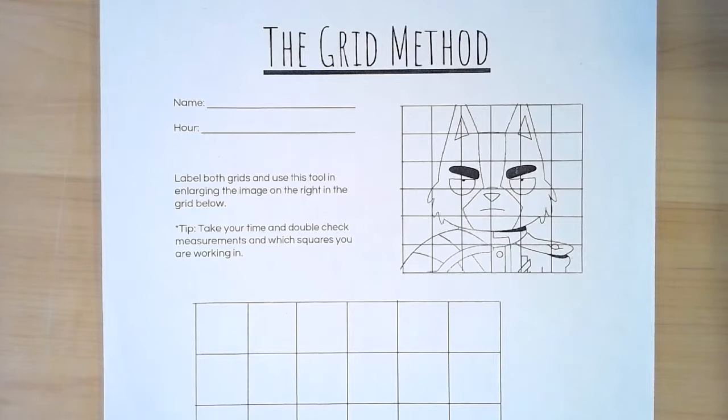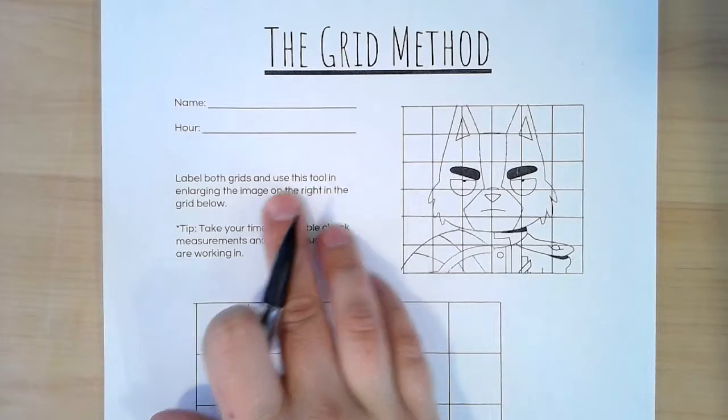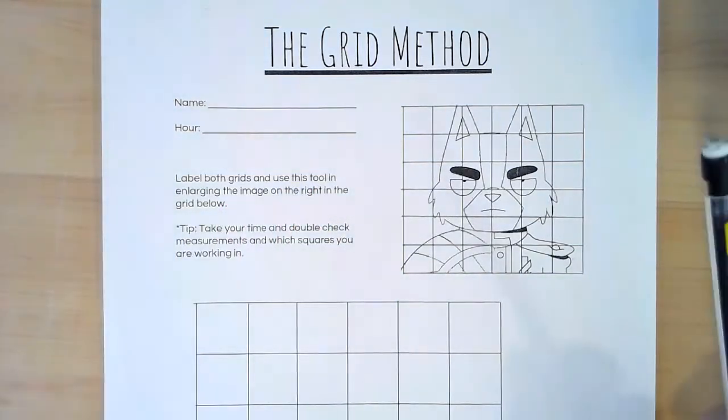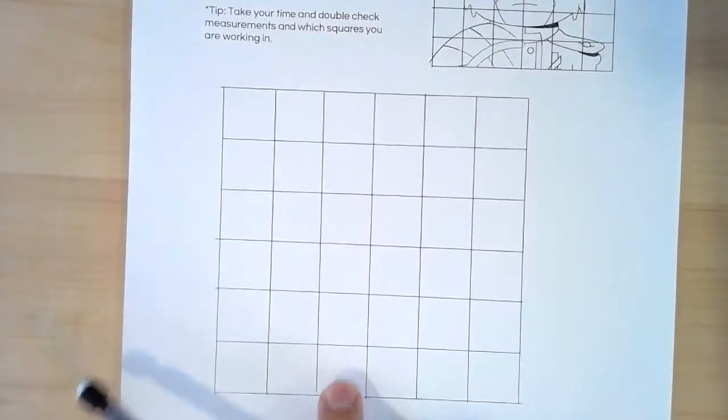So I'm going to talk about that a little bit. This video is going to be just a little bit longer, but please bear with me and even just draw with me because that can actually be really helpful for you guys. So the first thing that it asks you to do is to label both grids and use this tool in enlarging the image on the right here, on the grid below. So this is the grid below.